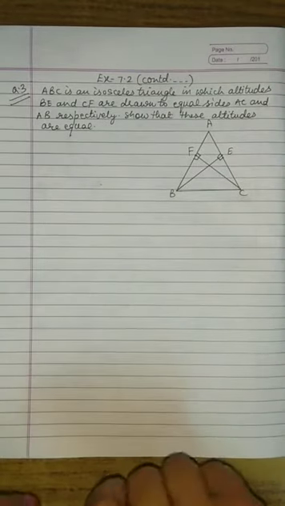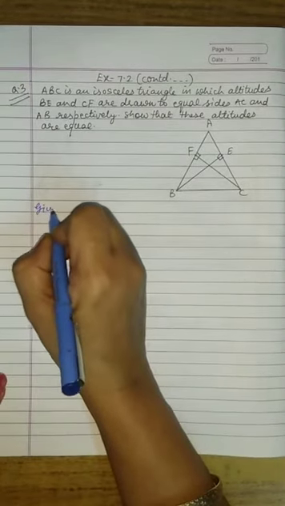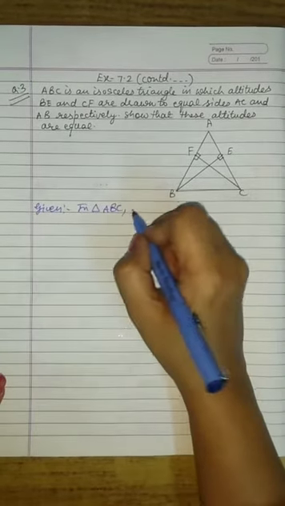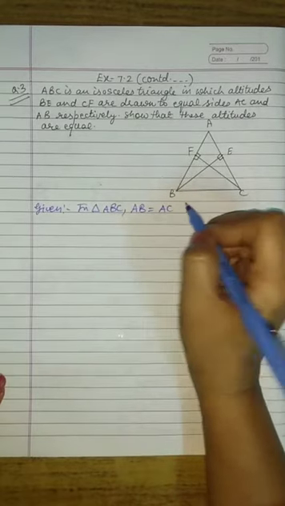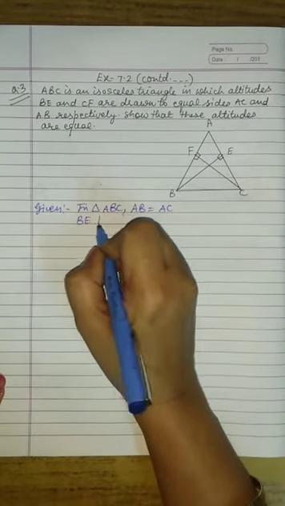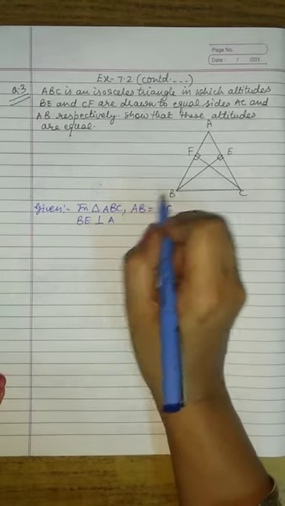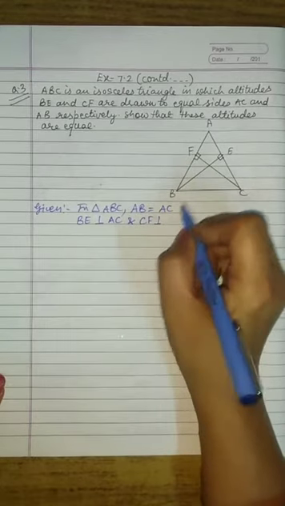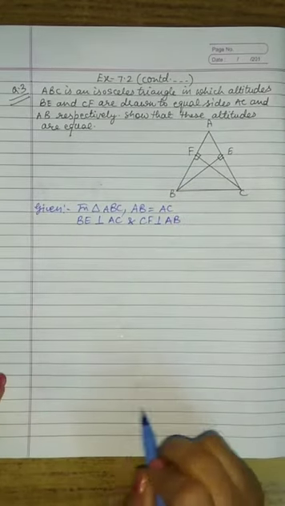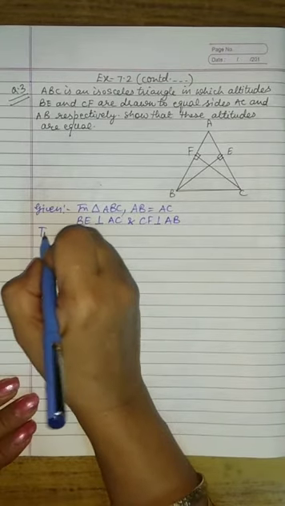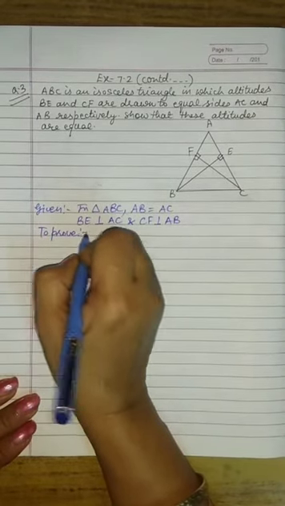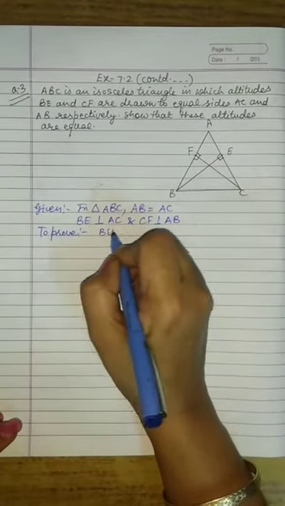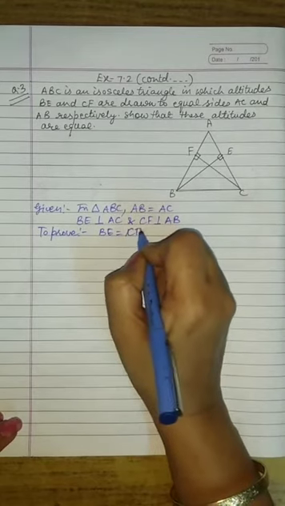So what is given? We will write given: in triangle ABC, AB is equal to AC, BE is perpendicular or altitude on AC and CF is altitude on side AB. Now what we have to prove? We have to prove that these two altitudes are equal. So we have to prove BE is equal to CF.